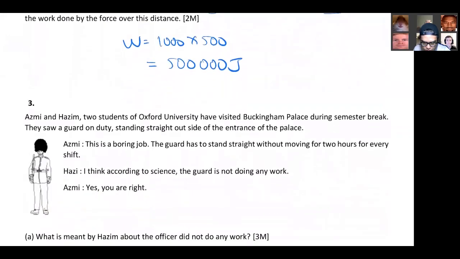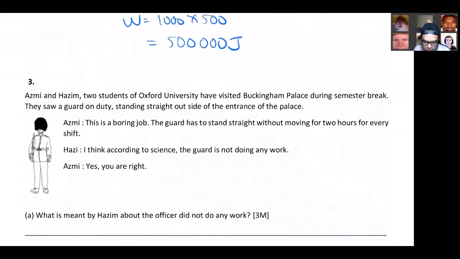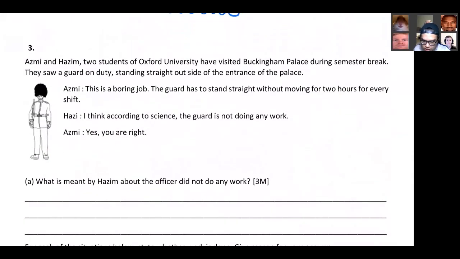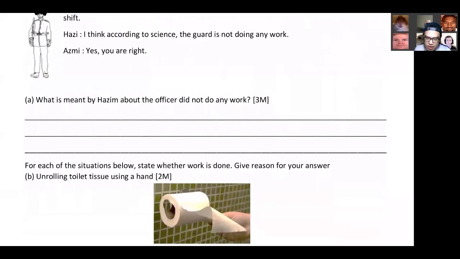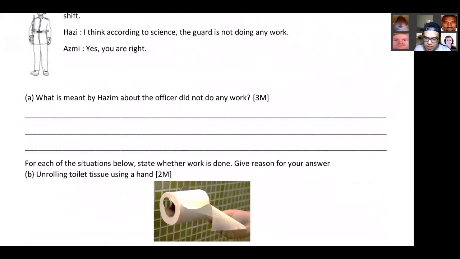So number 3, Azmi and Hazim, 2 students of Oxford University, visited Buckingham Palace during a semester break. They saw a guard on duty. If you have been to the palace before, you see this guard standing there. They are not moving. Standing straight outside the entrance of the palace. This is a boring job. The guard has to stand straight without moving for 2 hours for every shift. I think according to science, the guard is not doing any work. Yes, you are right. What is meant by Hazim saying the officer is not doing any work?